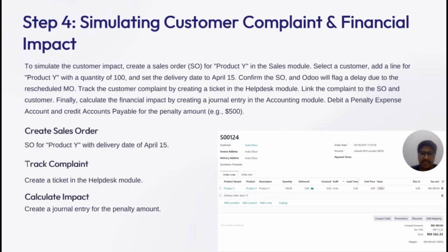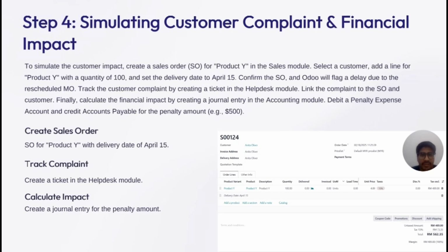As a result of the delay, we simulate a customer complaint by creating a sales order for 100 units of Product Y with a delivery date set for April 15. Odoo flags this as delayed due to the rescheduled production. We track the complaint by creating a ticket in the helpdesk module and linking it to the customer and sales order.